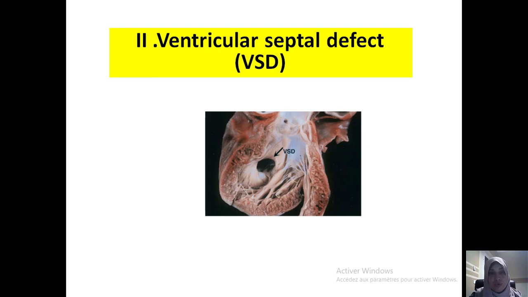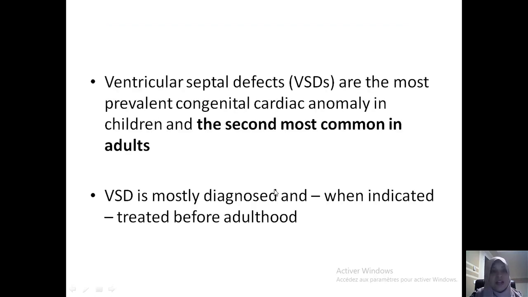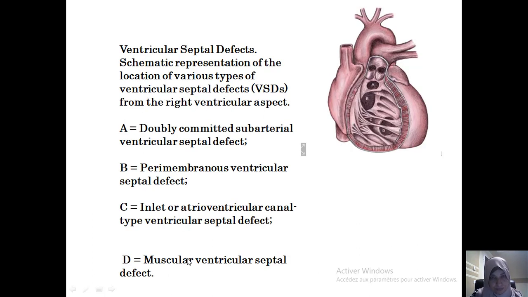Now we will move to the second type of the left to right shunt, and it is a post-tricuspid shunt. It's about ventricular septal defect or VSD. VSD is the most prevalent congenital cardiac anomaly in children and the second most common in adults after ASD. VSD is mostly diagnosed and, when indicated, treated before adulthood.